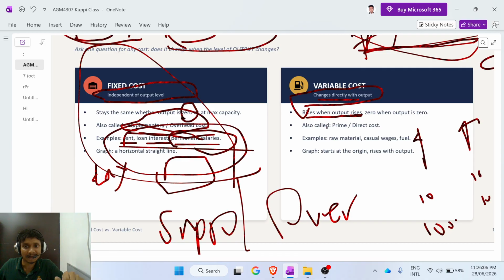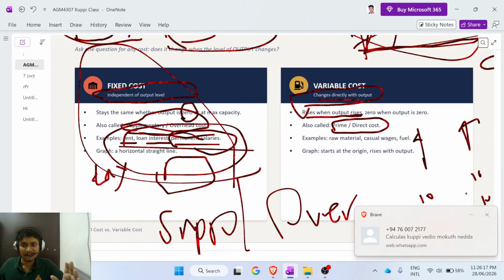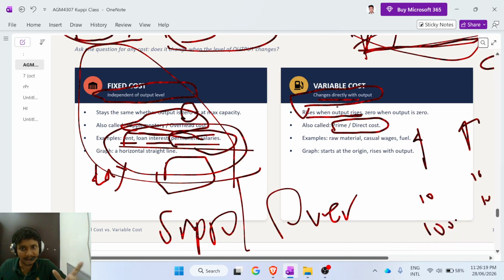Here, the variable cost is called prime cost or direct cost, because our main purpose is making roti. Therefore, our main cost is making roti.